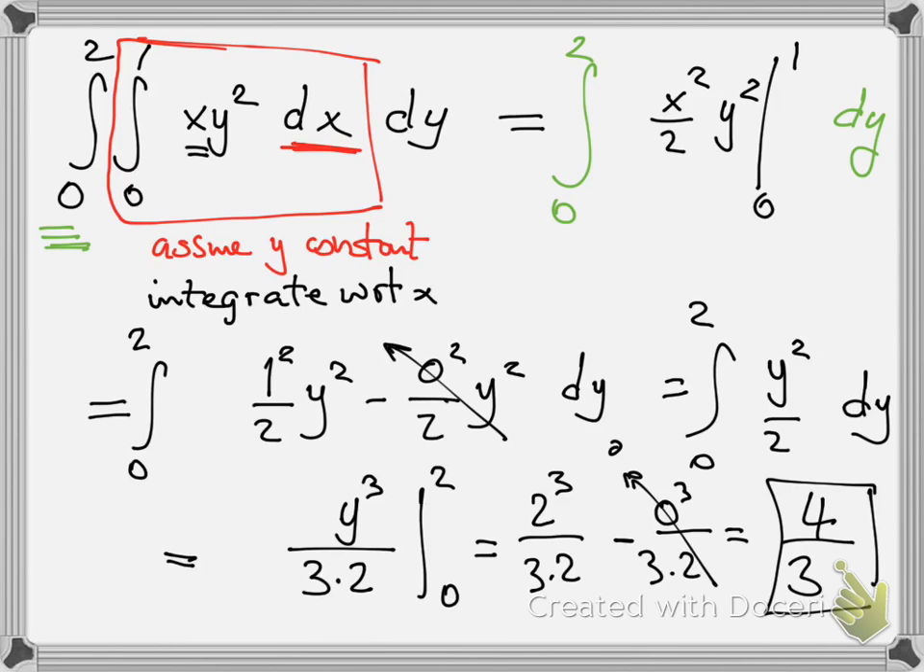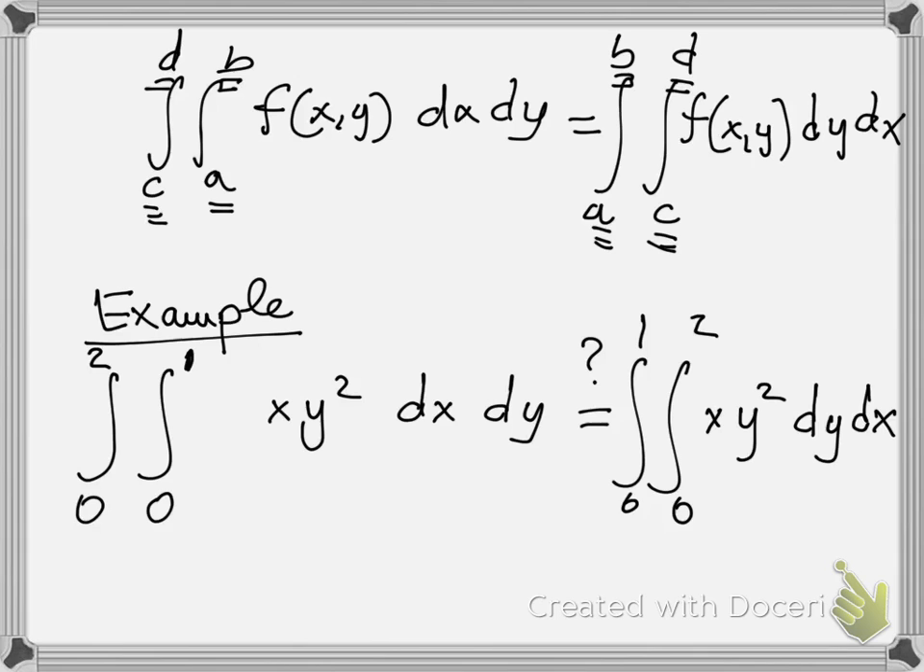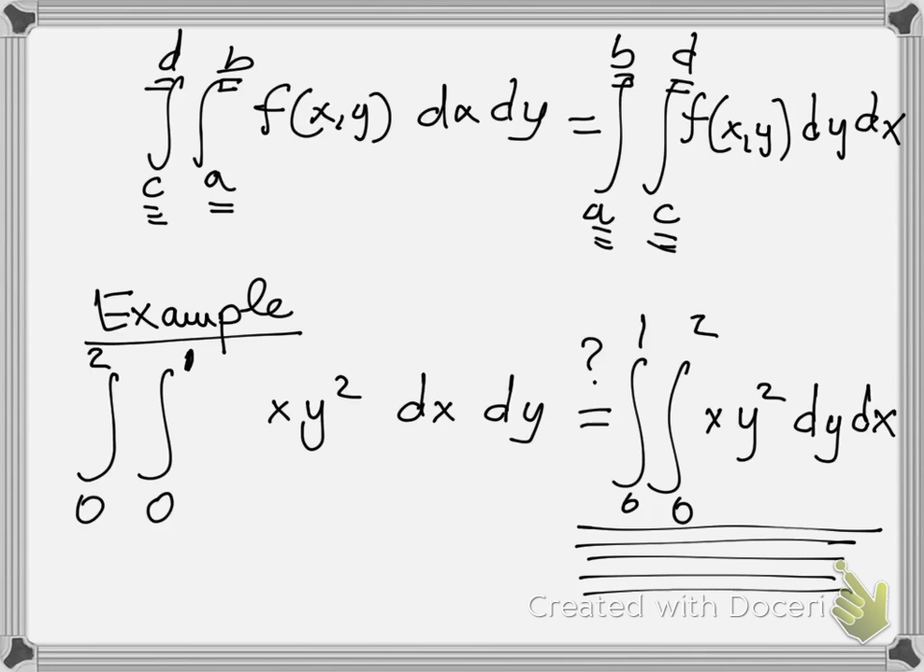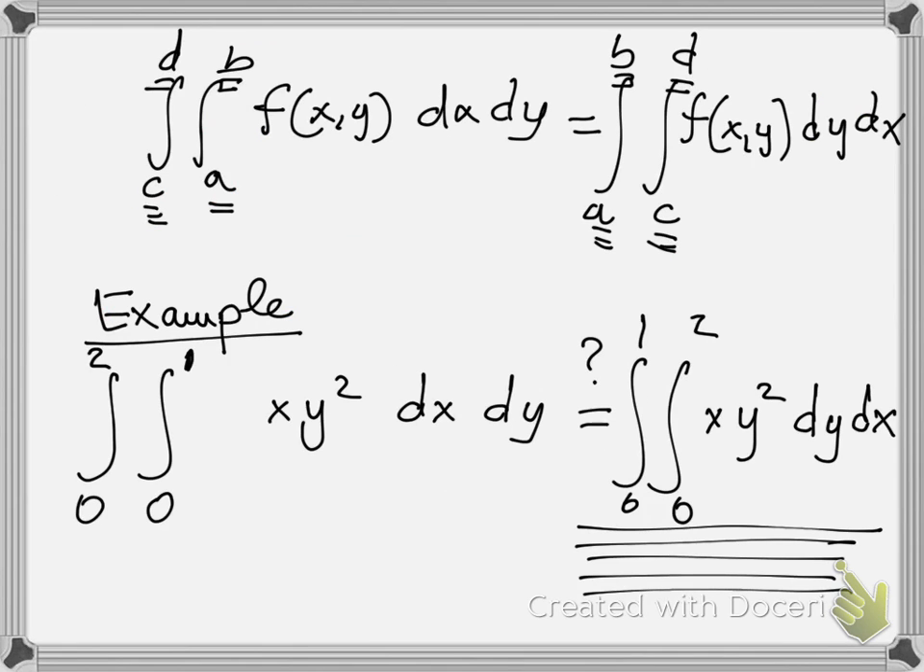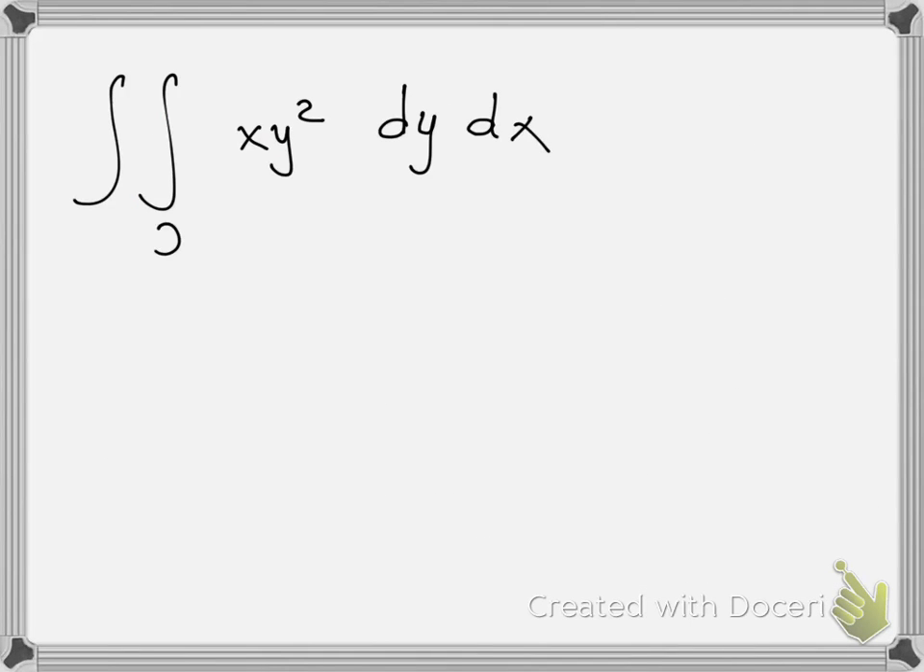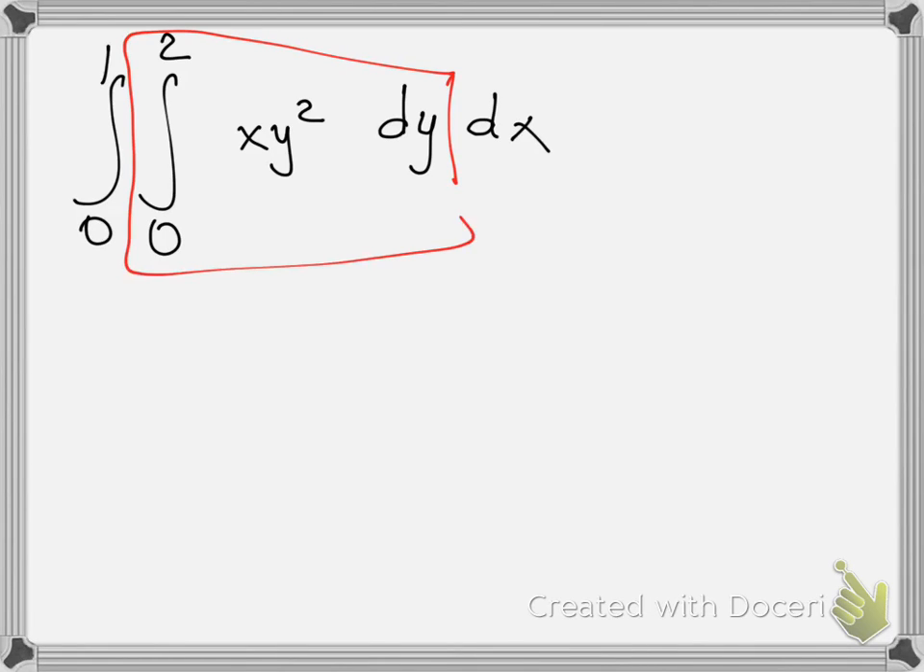Now let's change the order of integration. So now I'm going to compute this right side here. So I'm going to integrate first with respect to y. So we have, again, xy squared, but now dy dx. So first with respect to y, keep in mind, your y is between 0 and 2. So y is between 0 and 2, x is between 0 and 1. Okay. So first, we integrate with respect to y here.